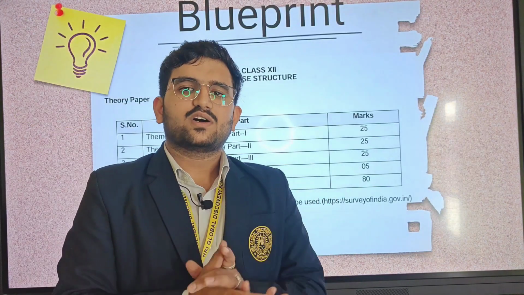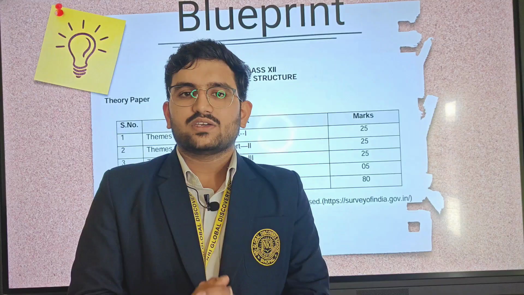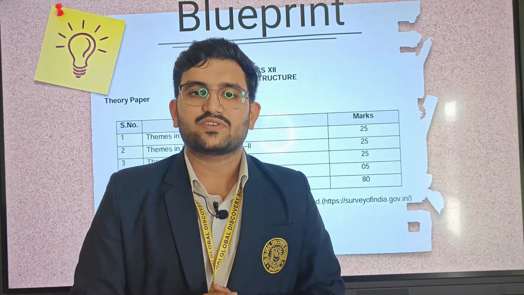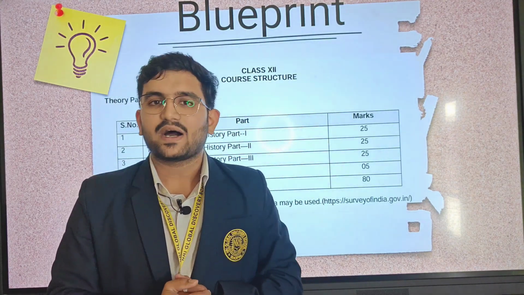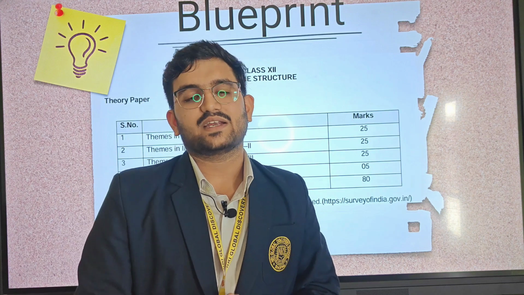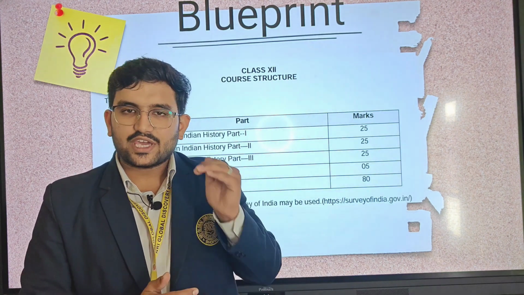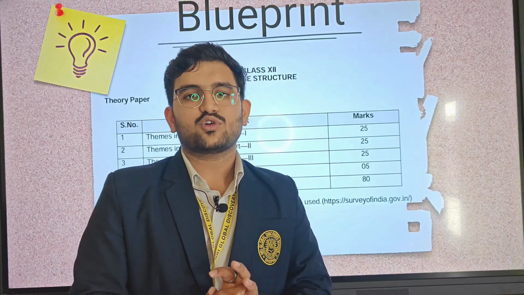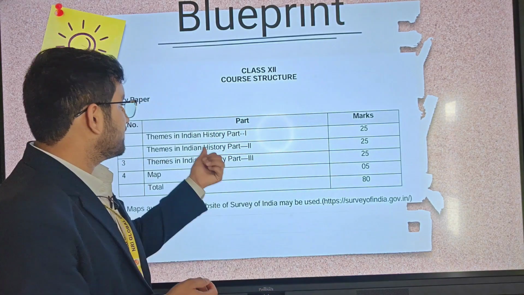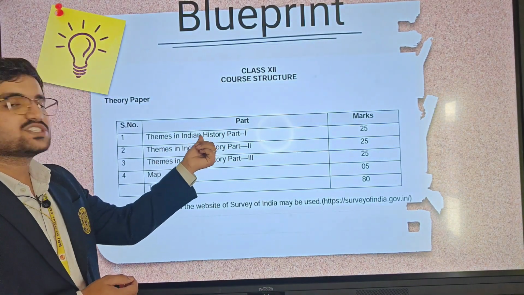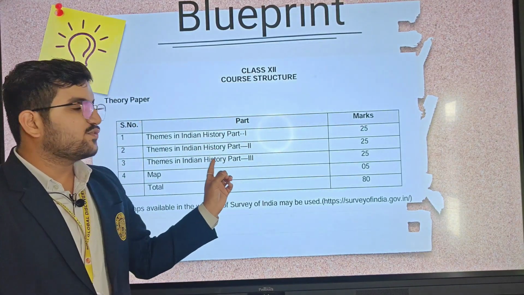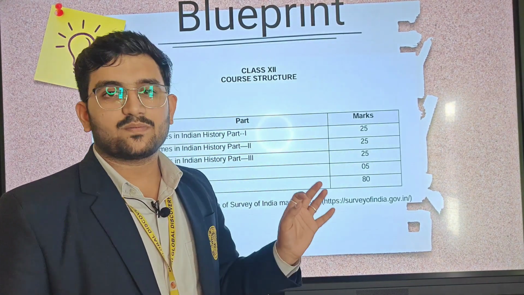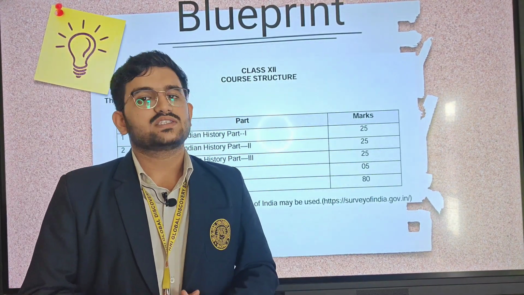If we talk about the blueprint of our history paper, as we all know, we have three books of our history, part 1, part 2 and part 3. Part 1 ancient history, part 2 medieval history and part 3 modern history. Each book has 4 chapters and each book will carry 25 marks. So 25 marks will be in Themes in Indian History part 1, 25 marks for part 2 and 25 marks for part 3, which adds up to 75.